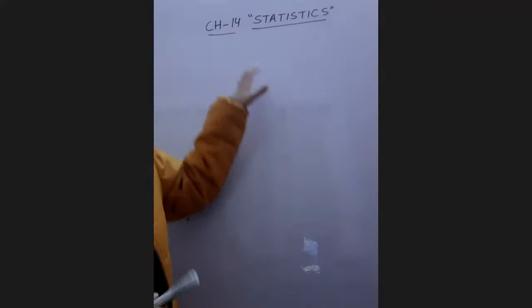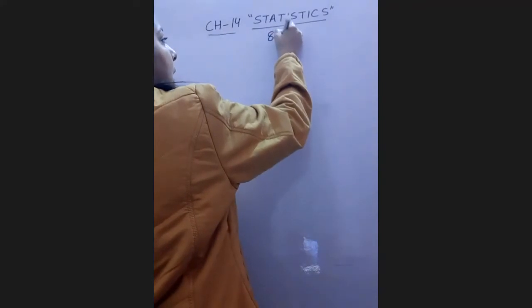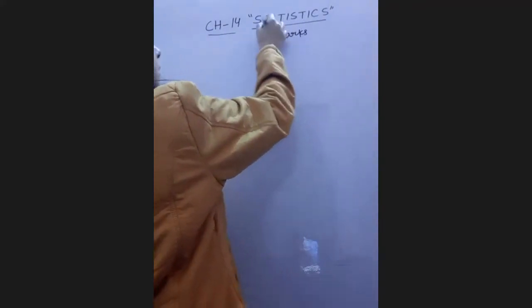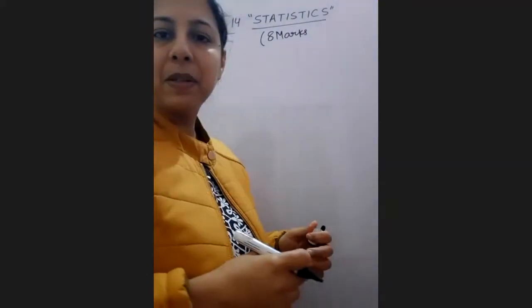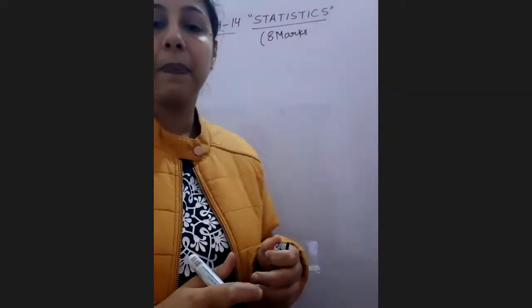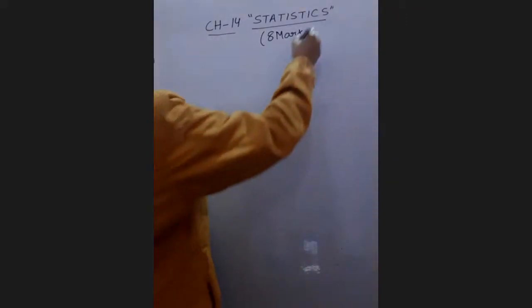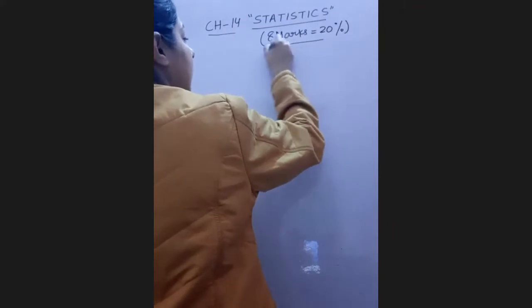All right. Yes, children, we are going to start with statistics. For this particular year, in your term 2 board exam, the chapter is for 8 marks out of 40. And 8 out of 40 means what percentage? What percentage does it make? 8 marks out of 40. 20%. What percentage, children? 20%, which means a lot. So we need to work on this.